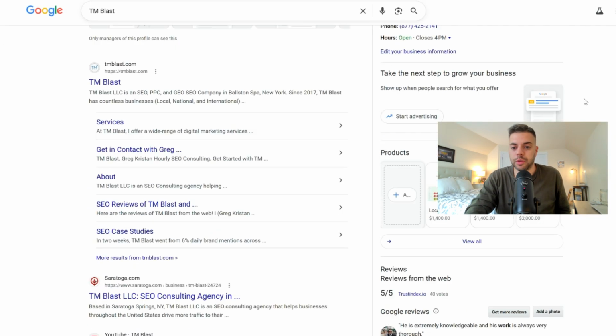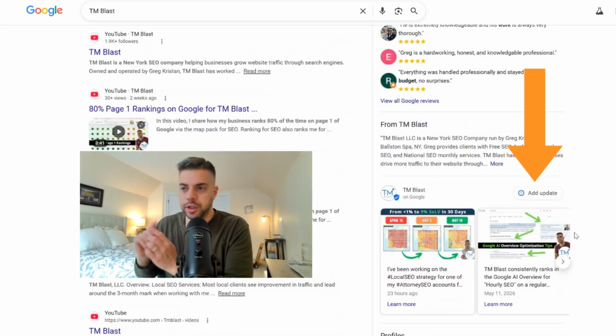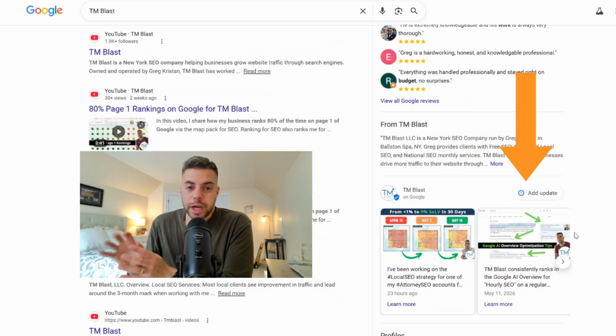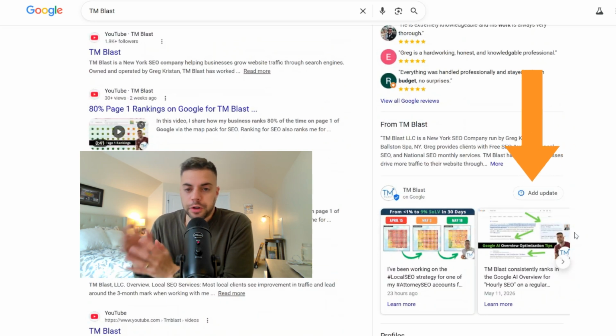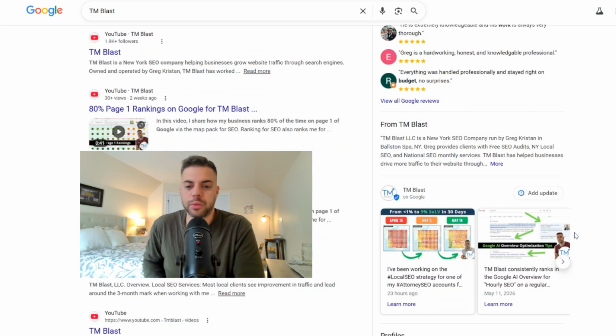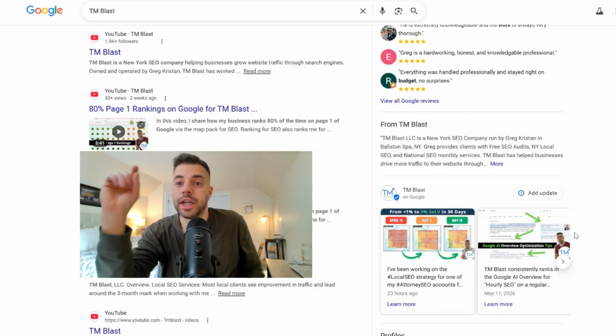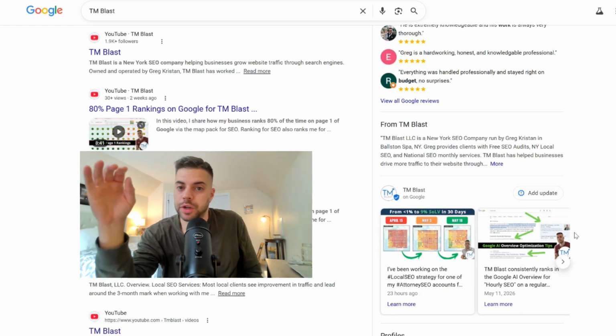Number two, what I always recommend is to create updates around this. Updates are a very minor ranking factor, but they show freshness. Obviously, when I'm recording this, it's May 27th, so it's only going to get hotter. So it's really important to create updates around this particular service.